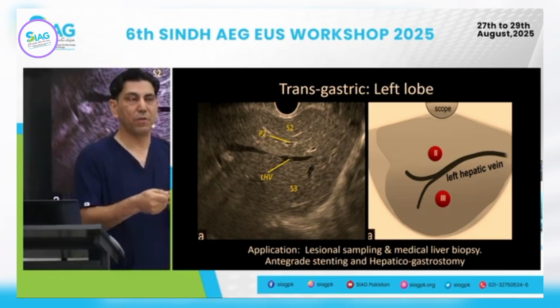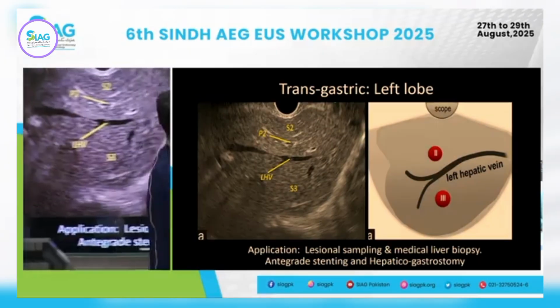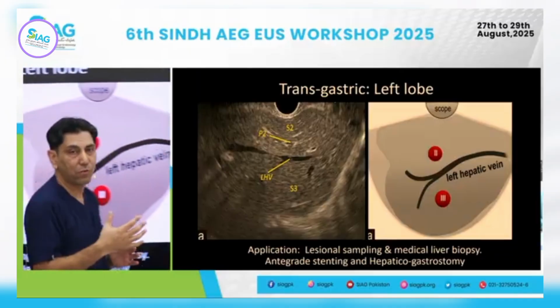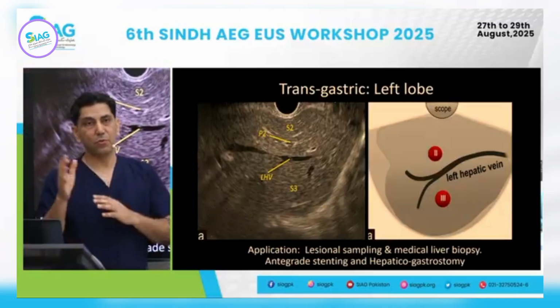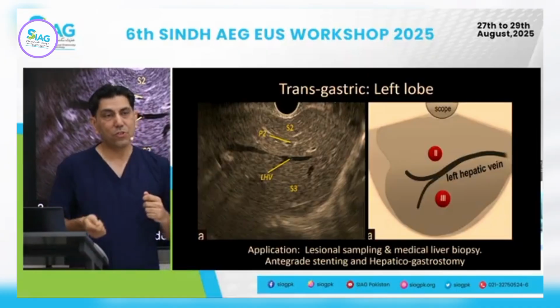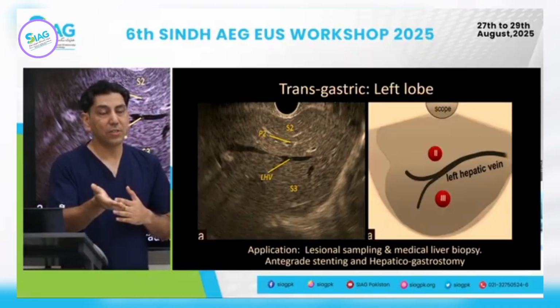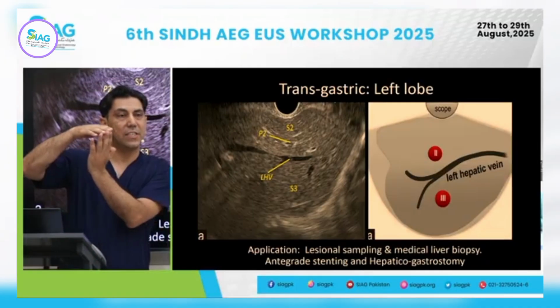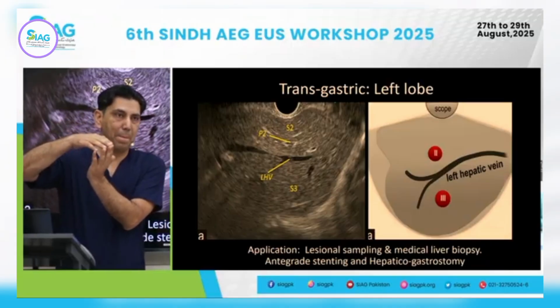I try to advance the scope and, once the scope is in this position and I'm seeing the left lobe of the liver, as Dr. Hassan said yesterday, you want to see two-thirds on the right side of the screen and one-third on the left side of the screen. As soon as you advance, I tend to advance this scope at that stage so that I can see the tip of the left lobe of the liver.